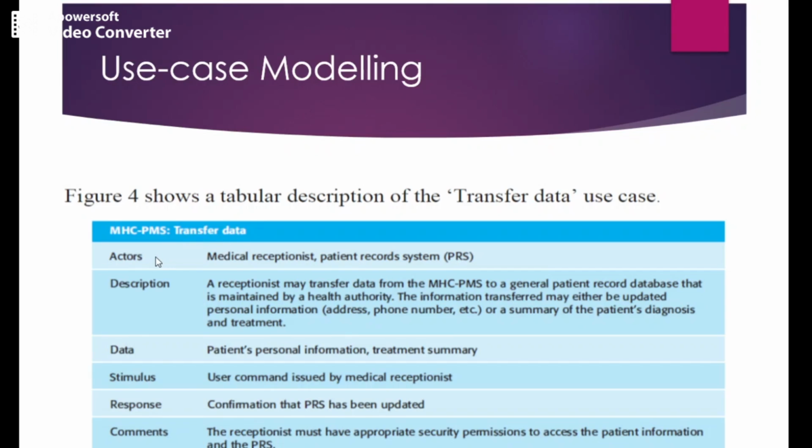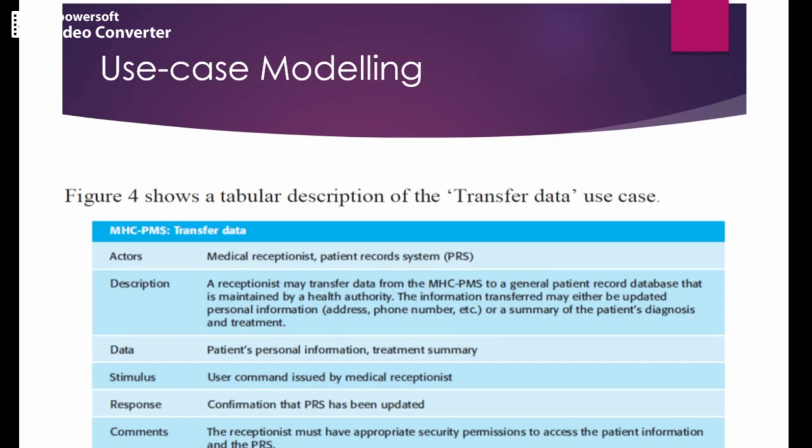Now first you are mentioning actors. Who are all the actors in the system? So already we have learned it is medical receptionist and another one is the patient record system, that is PRS in short. Now next you have to give the description of that use case. A receptionist may transfer data from the MHC PMS to a general patient record database. So that will be actually maintaining the details of all the patients.